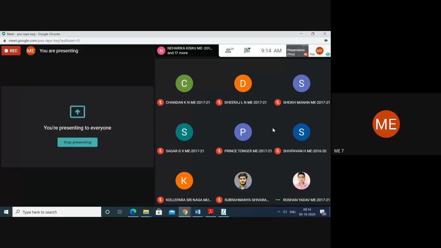Then depending upon the shape of the strain gauges, any idea? Wire type, good. Okay, wire type and one more. Bridge strain gauge? One more. Foil type, sir. Foil type. Okay, so we have some concept of the strain gauges that is known to us.